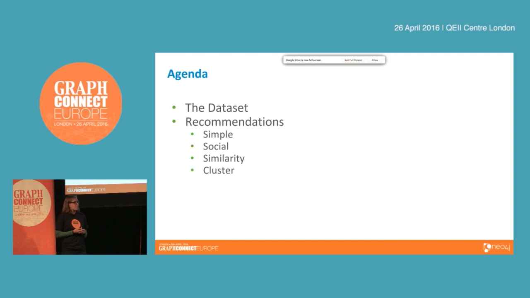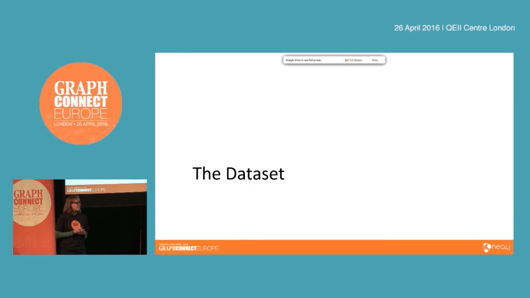Then we'll look at a similarity recommendation. This is referring to similarity metrics that you can calculate. There's tons of similarity metrics. I just chose one, and we'll do an example with that. And then we'll do a clustering recommendation, where we'll do some graph clustering and then do recommendations based on people being in similar clusters to you. So they'll get a bit more complicated with each step. So let's look at the data set.